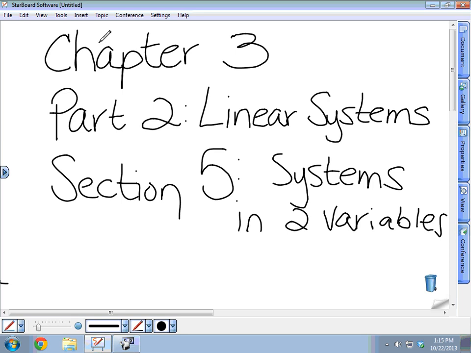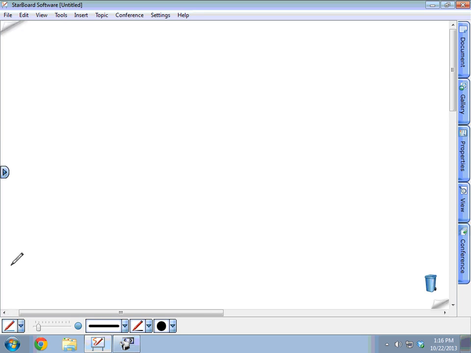This section is going to be systems of linear equations in two variables. And it starts on page 124. I'm sorry, I normally have a presentation ready, but I have an issue with my computer, so I don't have it up here. So we'll do it the other way as we go.